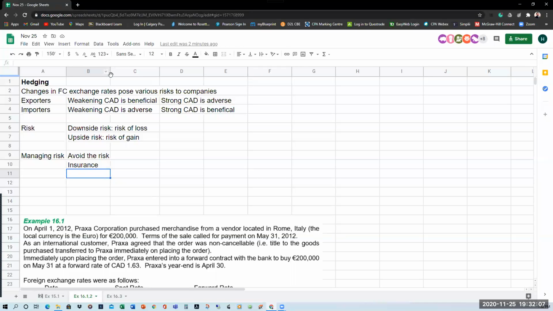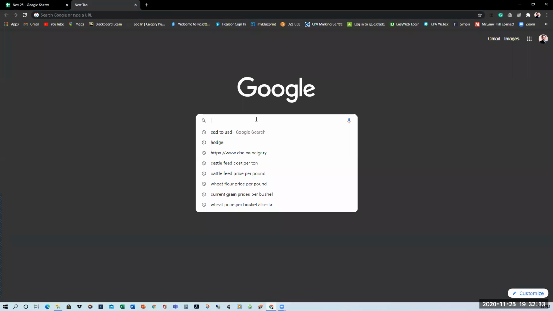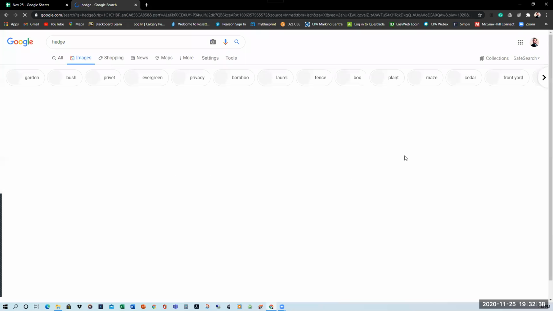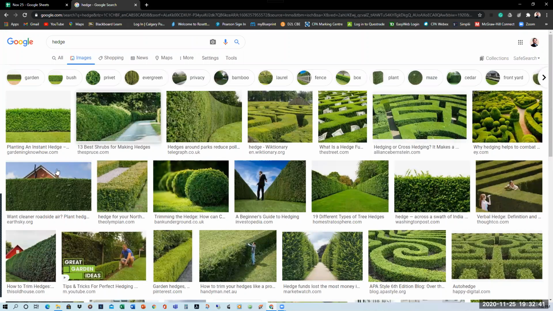So in the case of foreign exchange risk, the way we seek to manage our risk is through the use of a hedge. And you can think of a hedge as basically a way of insuring, right? So a hedge, in the English language, if you were to think about what the word hedge means, if you look at pictures of hedges, you see these bushes around houses, right? So bushes around the house, like what do?